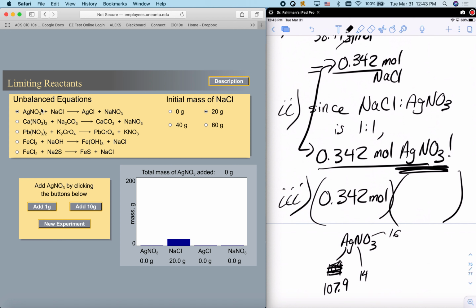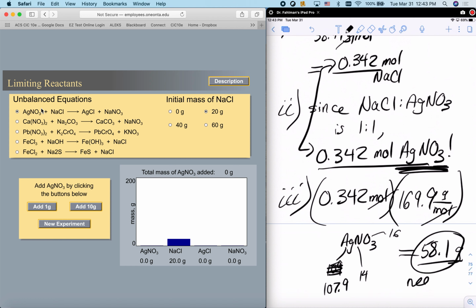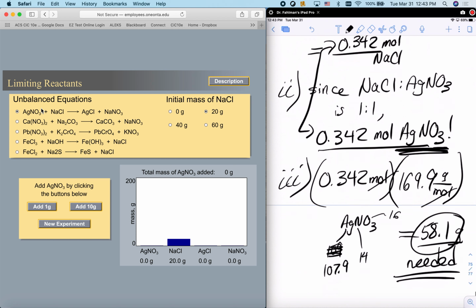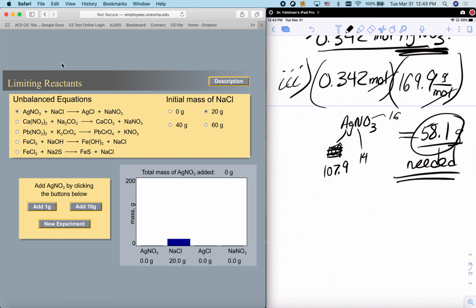So we've got 107.9, 14, and then 16 times 3, because there are 3 oxygens. And we get 169.9 grams per mole. So now moles cancel, and we end up with grams. Times 0.342, and we get 58.1 grams needed to react.